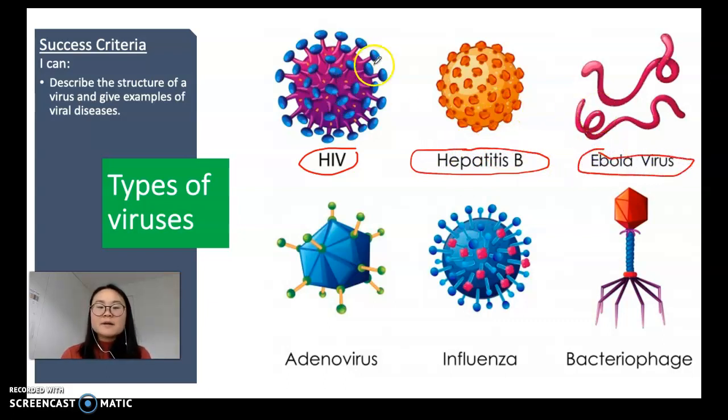And can you see that HIV and hepatitis B, they look sort of similar, so does influenza. They're all that spherical shape. But then the Ebola virus looks completely different. It looks like a snake. You've also got the alien-looking virus, the bacteriophage, one of my favorites, and then the adenovirus, which is a polyhedral shape.